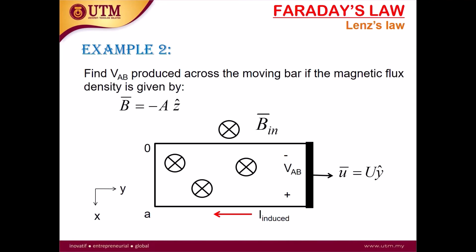For example 2, find the VAB produced across the moving bar if the magnetic flux density is given by B equal to minus A Z. From this formula you can see that B has a magnitude of negative A in the direction of Z. This is a time invariant magnetic field. Let's say you have the bar, and the bar is moving towards the direction of Y. The magnitude is U and the direction is Y. So we have to find the VAB here on the moving bar only.